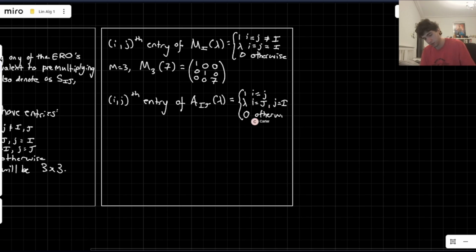Okay, so that's pretty simple to understand. Pretty much an identity matrix again, but with a lambda in the position J, capital I. So that's the matrix form of this elementary operation, which basically adds lambda times row capital I to row capital J. And again, we can go through an example of this.